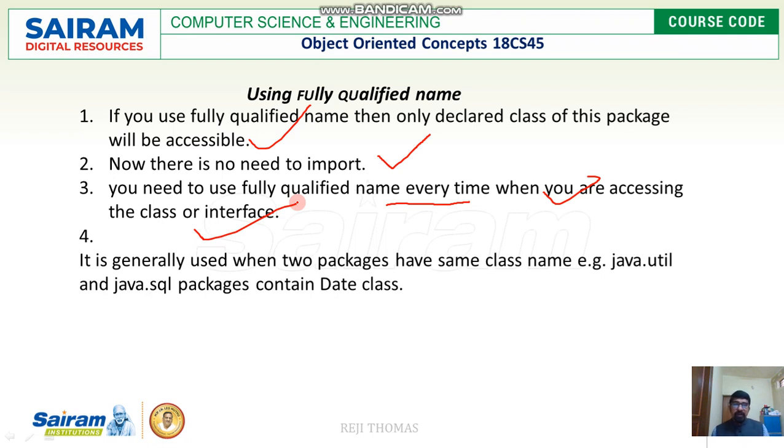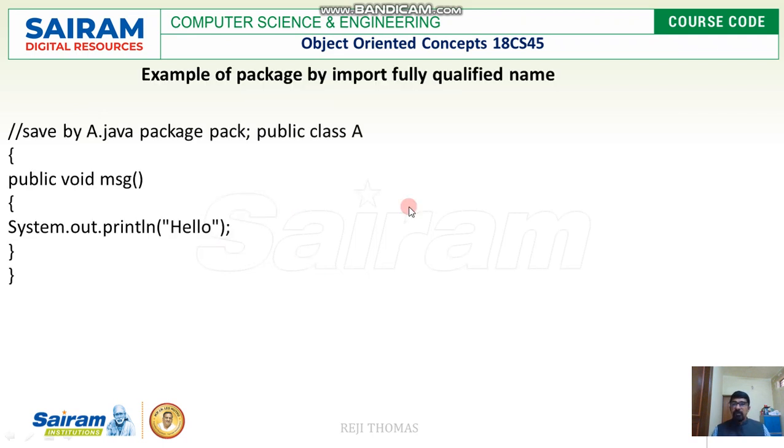This is normally used when two packages have the same class name. Please remember it. Think that you have two classes, and both the class names are the same. To avoid ambiguity, what we do is use the fully qualified name. Okay, so let us see how it is. Let us see a small example.